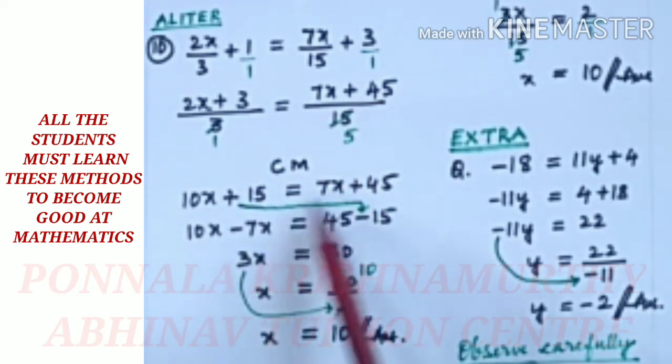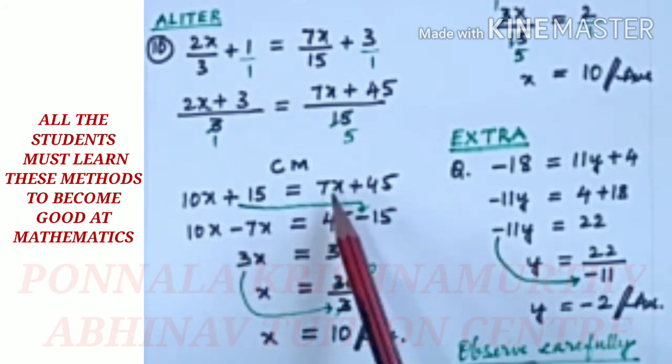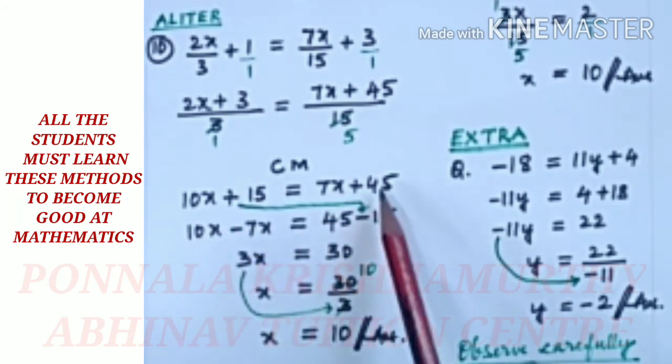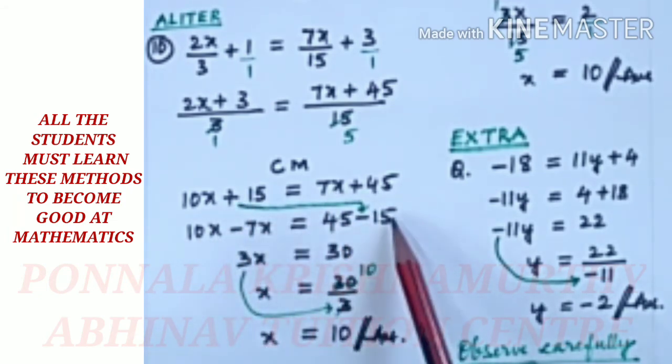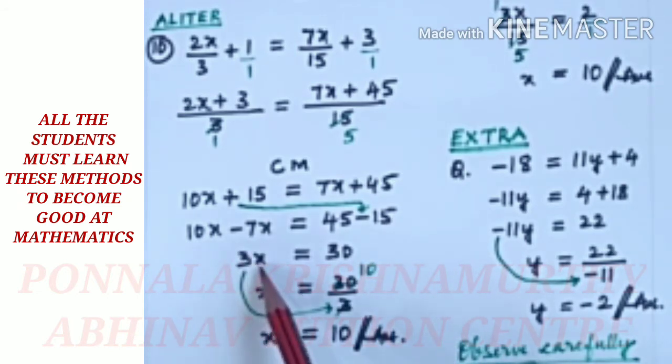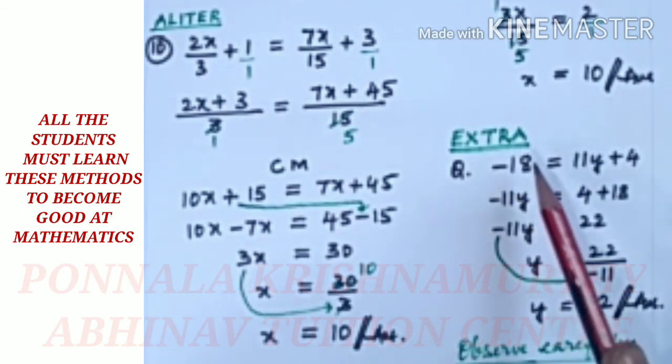Now here we have x, here we have x. 10x minus 7x is equal to 45 minus 15. Now this is 3x is equal to 30. x is equal to 30 by 3. Here we have into. So by 3. 3 tens are cancelled. x is equal to 10. Answer. This is extra sum.